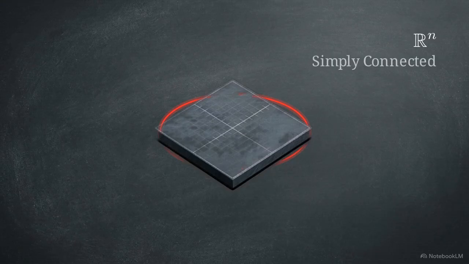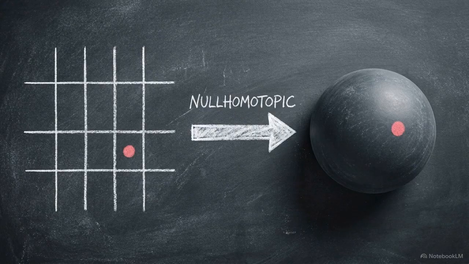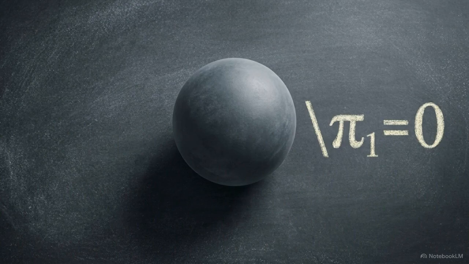Euclidean space Rn is simply connected. There are no holes in it, so any closed loop drawn there can be continuously shrunk down to a single point. Because the mapped loop is null homotopic in Rn, the original loop we drew on the sphere is also null homotopic. The topological math proves our baseline. The sphere yields a trivial fundamental group.